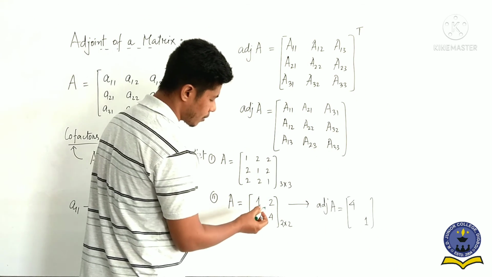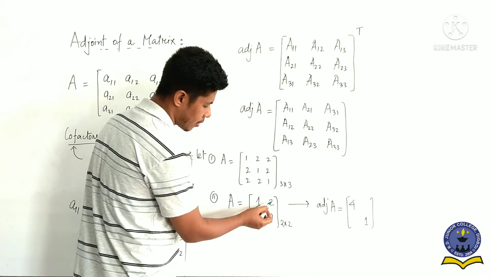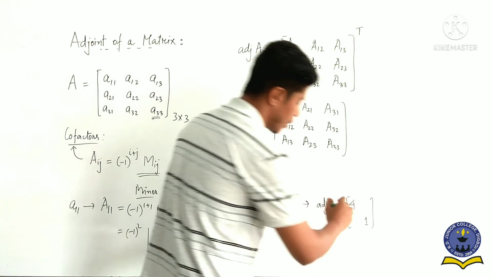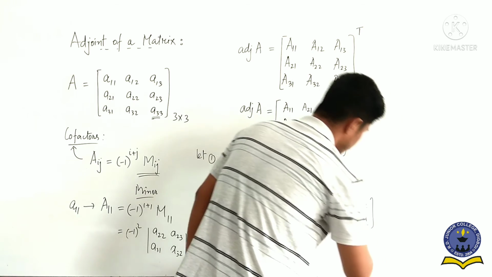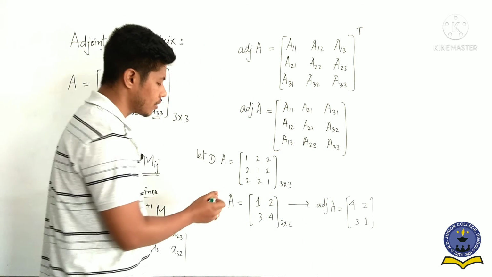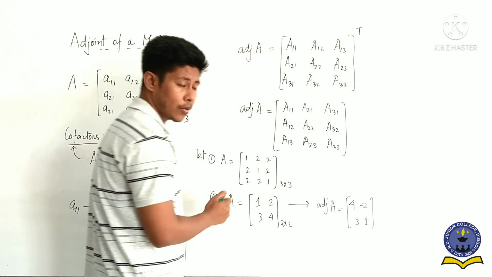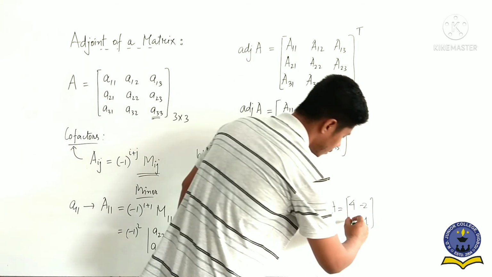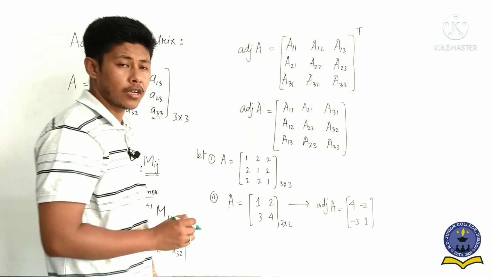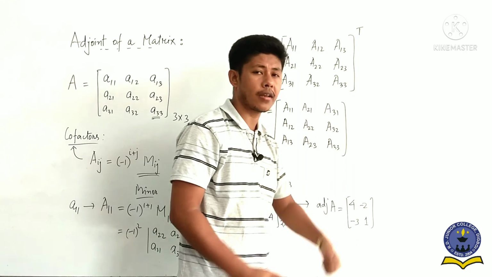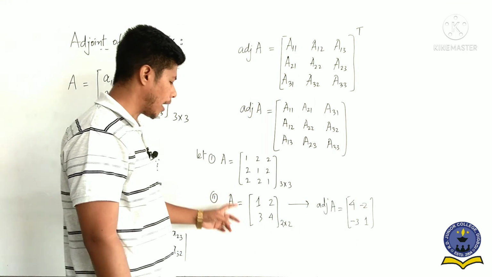Then the second step: the other numbers are 2 and 3, so we write 2 and 3 in the same positions, but just change the sign. Positive 2 is there, so we write negative 2. Positive 3 is there, so we write negative 3. If you do it this way, easily you get the answer. Is it clear? So I repeat this.